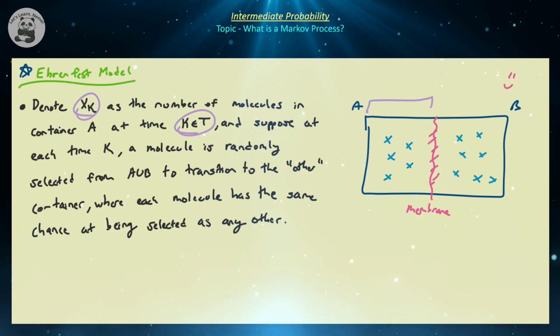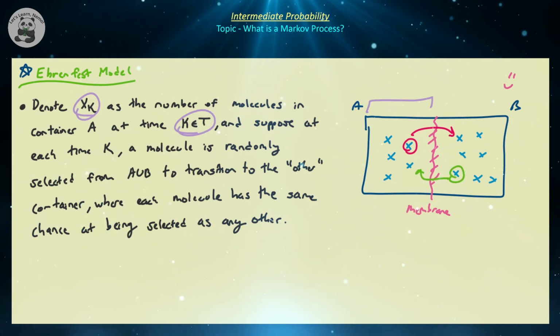And let us assume that at each time k, a molecule is randomly selected from the union of A and B, so you could choose either a particle in A or a particle in B, and whichever one you choose, it has to transition to the other container. That is, if a particle in A is chosen, it has to move to B. So the cardinality of B increases by 1, and the cardinality of A decreases by 1. And if a particle is randomly selected from B, then it must transition to A, so the cardinality of B decreases by 1 and the cardinality of A increases by 1.